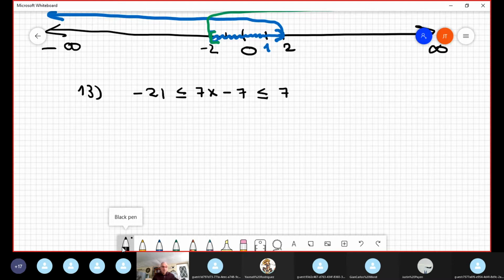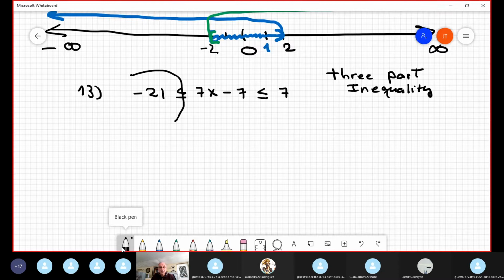But in this case, it's a compound, but this is a little bit different, because this is called a three-part inequality. We can interpret it, you can separate that part if you want, and solve it separately. But this is useless. In my opinion, the best way is solving together when it's a three-part inequality. Then you add 7.